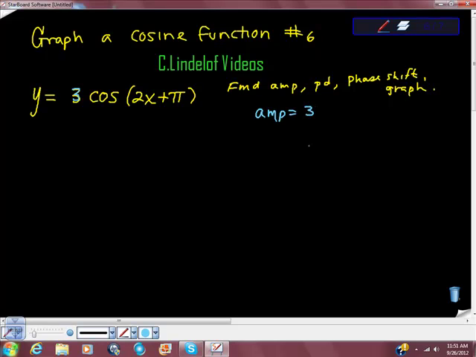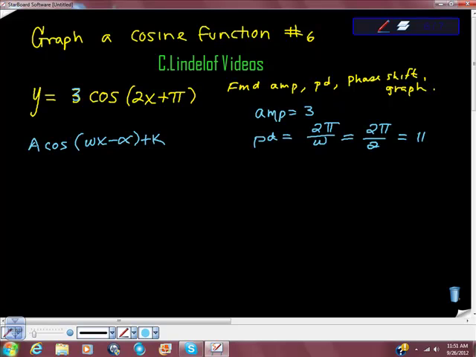is equal to 3. The period, we know the period of a sinusoidal function is 2 pi over omega. In this case, 2 pi. Remember, let me clue you in on this. That A, we're using this form here, A cosine of omega x minus alpha. Omega here, we know that this omega value is 2, don't we? So 2 pi over 2. So the period is just pi, isn't it?